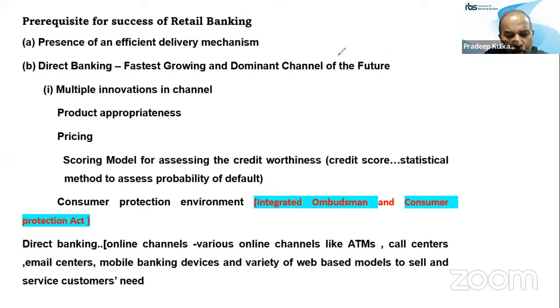I have told 6 aspects. All the 6 aspects are very critical for the banking paper, retail banking paper, everywhere. Since you are left with only 1 paper, it is very important. Make a note.